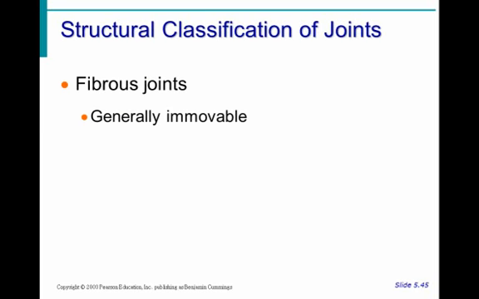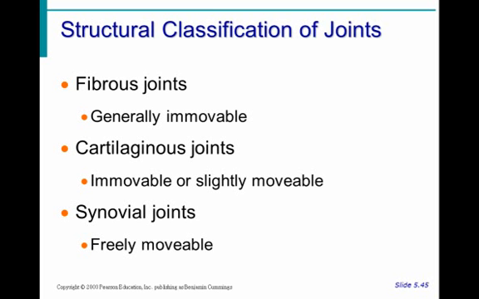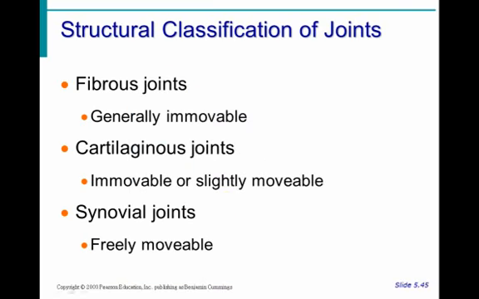Structurally, joints are categorized into fibrous joints that are generally immovable, cartilaginous joints, and synovial joints. A synovial joint would be like your knee. They have a fluid-filled capsule, and they allow for quite a bit of movement.